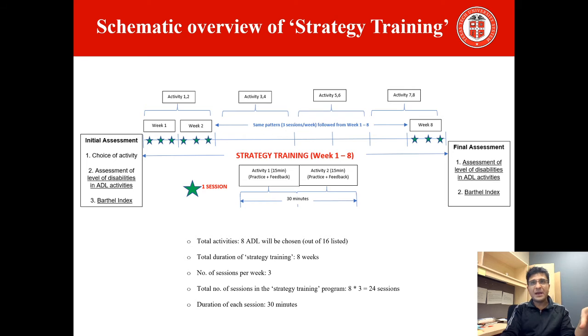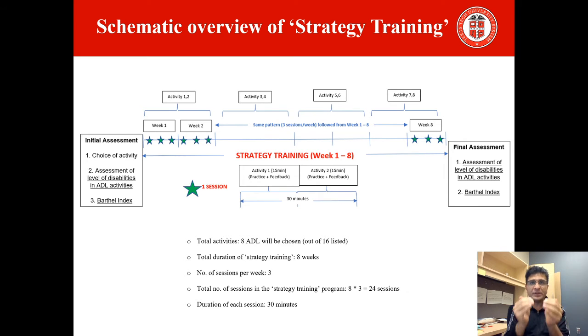This is a schematic view of my training program. Before starting the program, the activity will be chosen by the patient in discussion with the therapist, and then there will be two assessments. One of them is a general assessment, and the other one is the Barthel scale, in order to assess the patient's skill level. At one time, two activities will be chosen out of eight, and these two will be practiced for 8 weeks. Three sessions will be conducted each week, and in each session of 30 minutes, for the first 15 minutes, one activity is practiced. For the next 15 minutes, another activity is practiced.